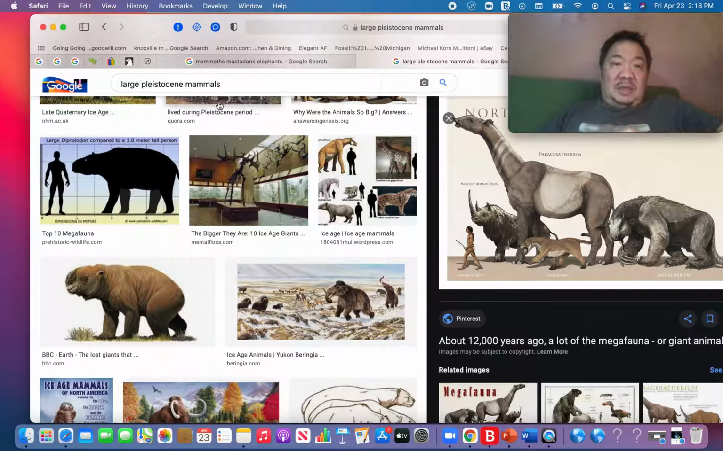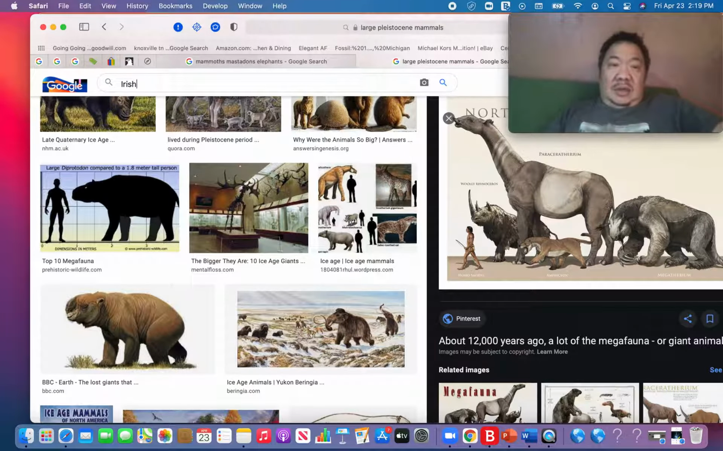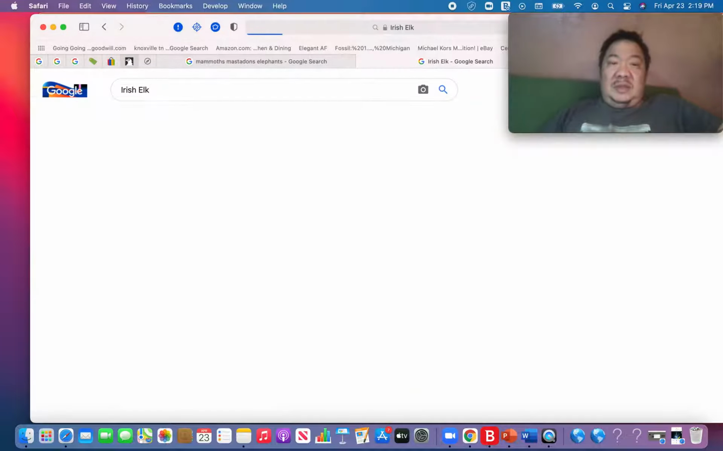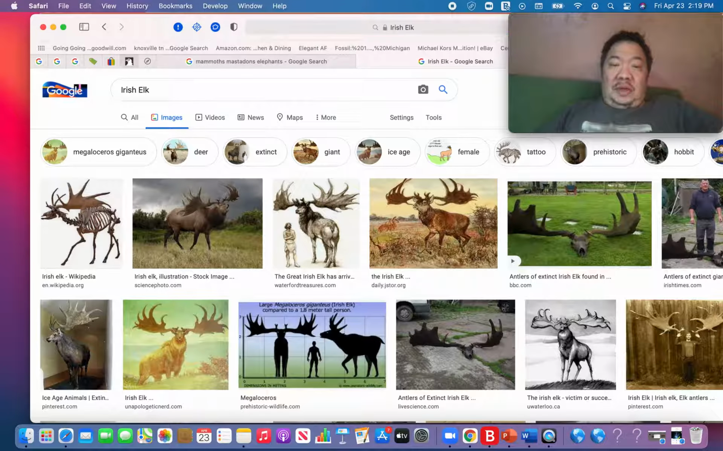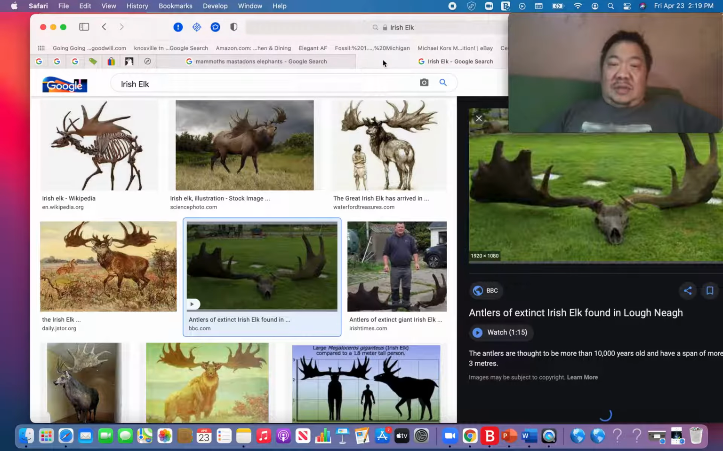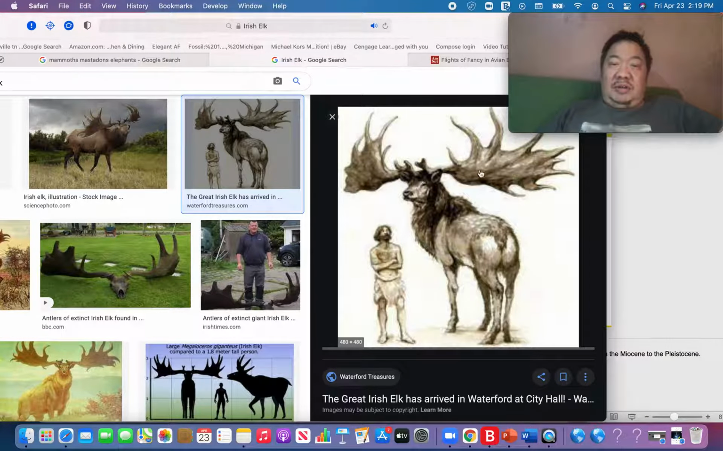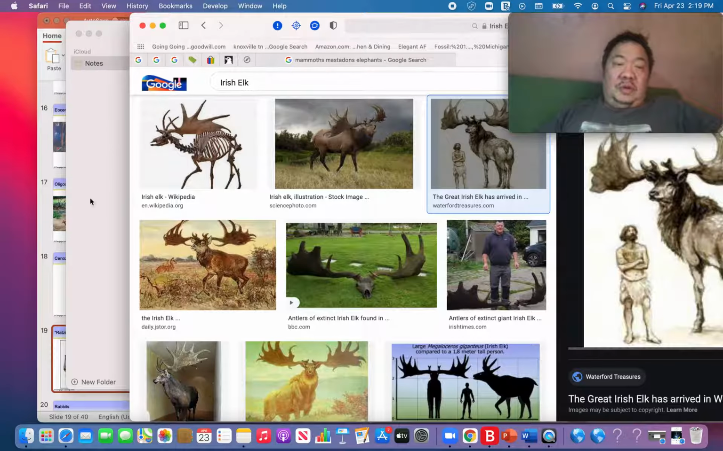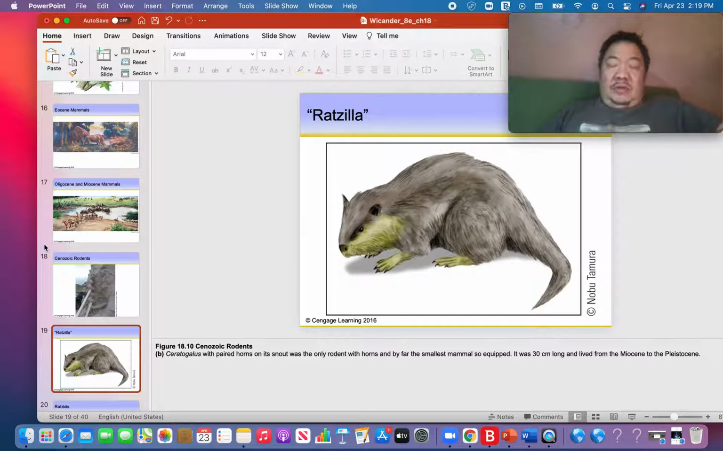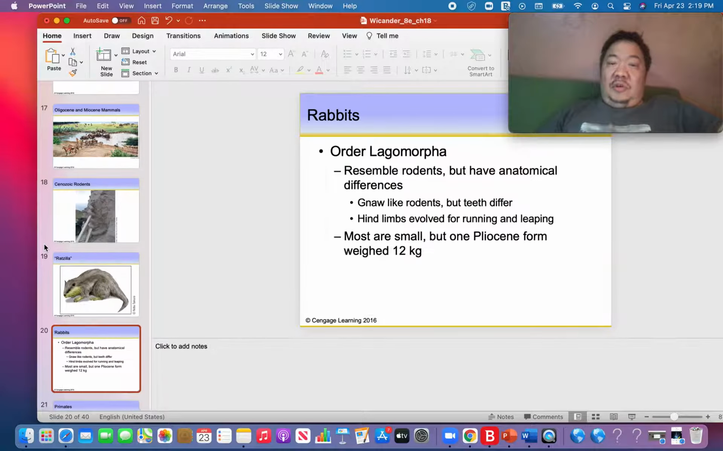Another example is the Irish elk. And you can still find these when you go to pubs in Ireland or Northern Ireland. You can see these huge antlers that were left behind from the Ice Age when these large Irish elk lived. Again, an example of Cope's rule. So during the Pleistocene epoch, mammals became much larger and many of them grew more body hair to withstand the cold.